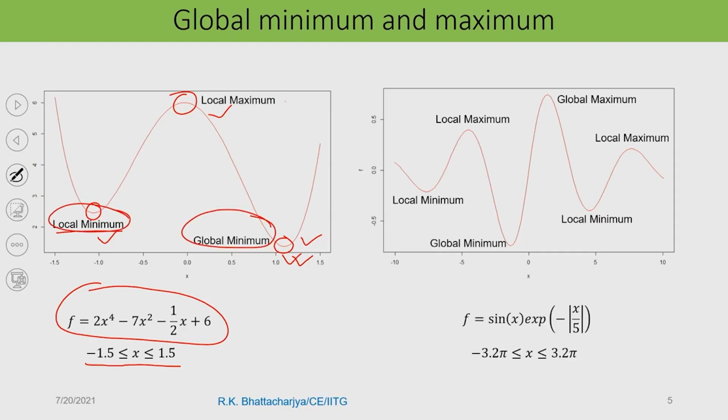Similarly, we have only one maximum solution, and therefore you can say this is the local maximum point, or because we have only one maximum, that is the global maximum point of this particular function.